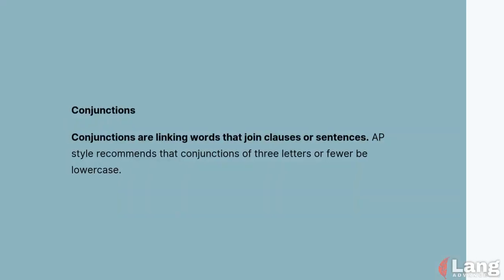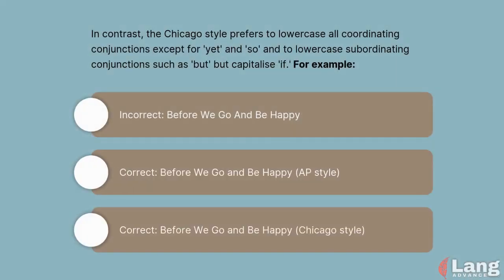Conjunctions. Conjunctions are linking words that join clauses or sentences. AP style recommends that conjunctions of 3 letters or fewer be lowercase. In contrast, the Chicago style prefers to lowercase all coordinating conjunctions except for yet and so, and to lowercase subordinating conjunctions such as but, capitalize if.